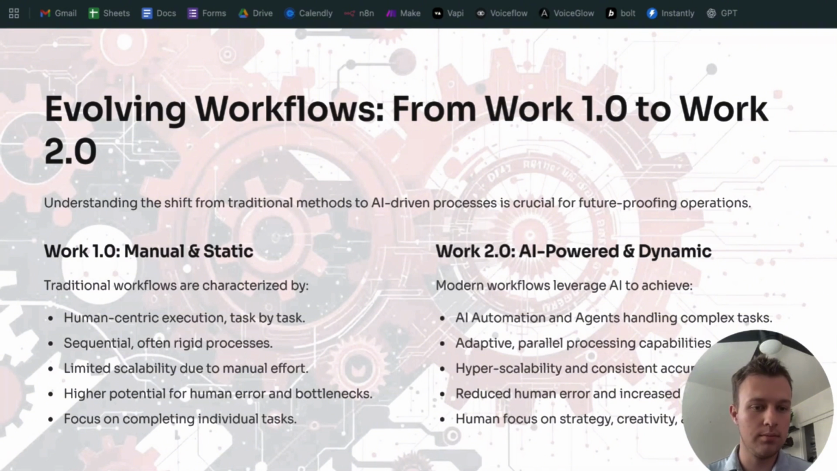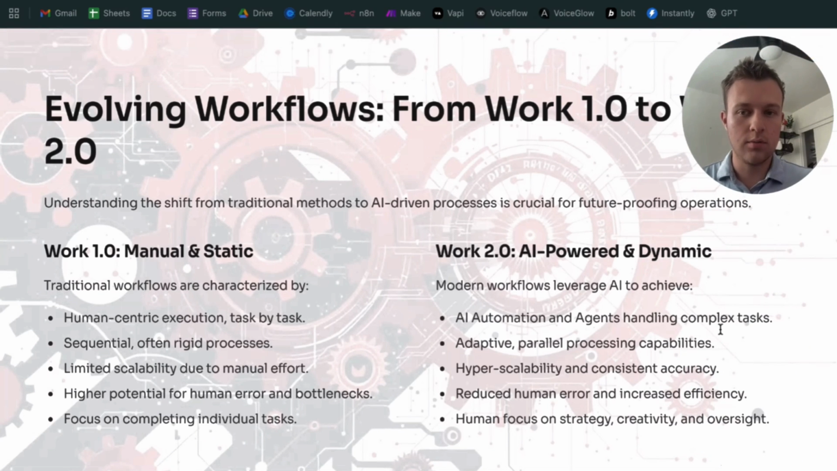So this is kind of where we're at. We're going from work 1.0 to work 2.0, and that's shifting from traditional methods to AI-driven methods. And so what does that look like? Well, work 1.0 was manual and static, very traditional, right, centered around humans, task by task. There's a lot of problems with that just because we are fallible. We do make mistakes. We get tired. We need to go to the bathroom. And so there can be a lot of bottlenecks. There can be a lot of errors. And it's focusing on completing every single individual task, just one human.